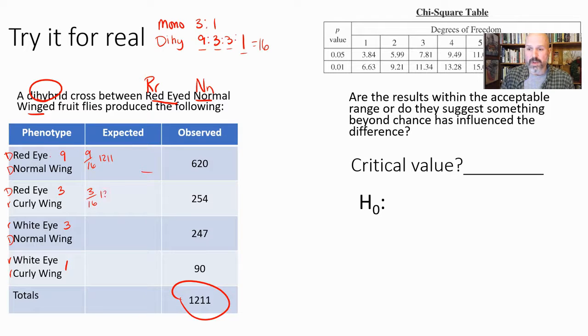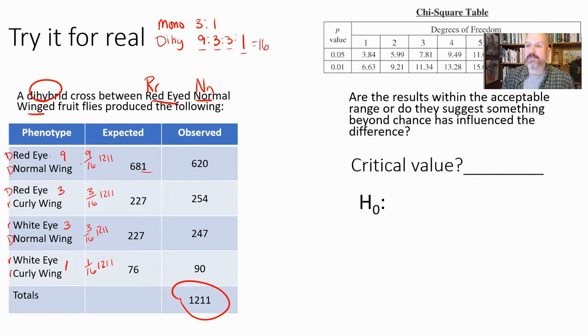3/16 of 1,211. And 1/16 of 1,211, it's getting late. What do those numbers come out to be? All right, I'm on to something. I've got some stuff plugged in, man.